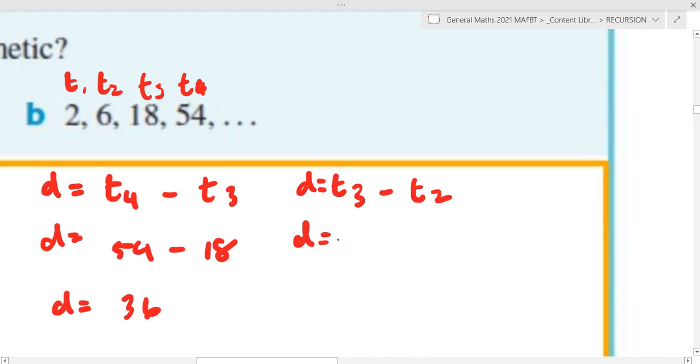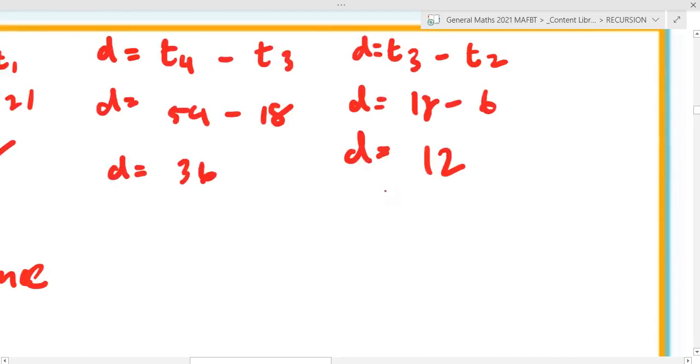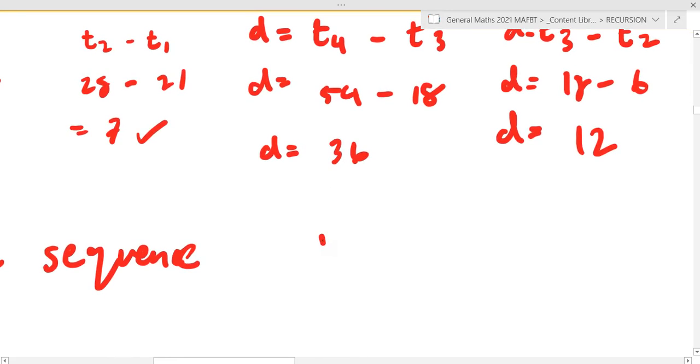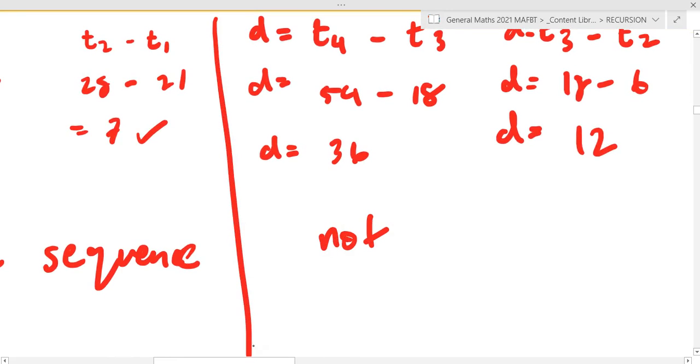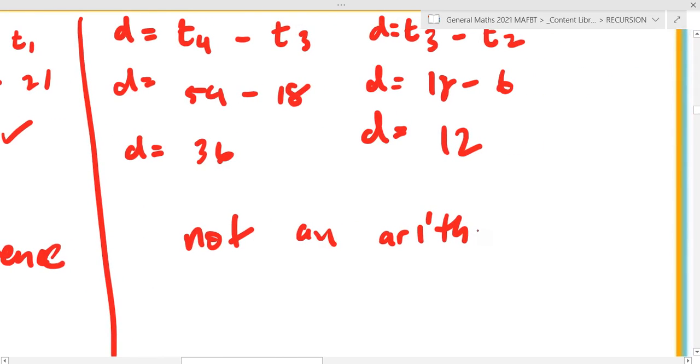Okay, so there already, we don't even need to check again, because I can see that the common difference here has gone from 36 to 12. So it's not constant, it's not the same amount, which means that this is not an arithmetic sequence. Yes. Okay, it's not an arithmetic sequence.